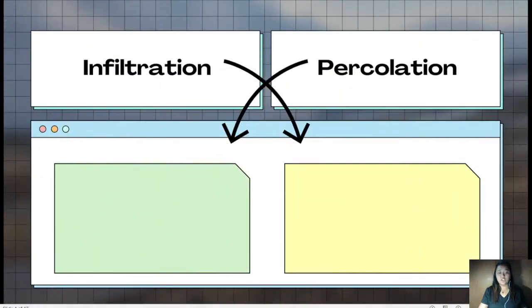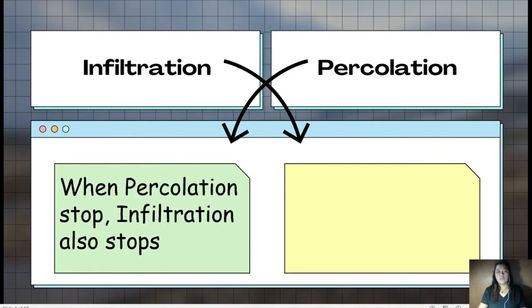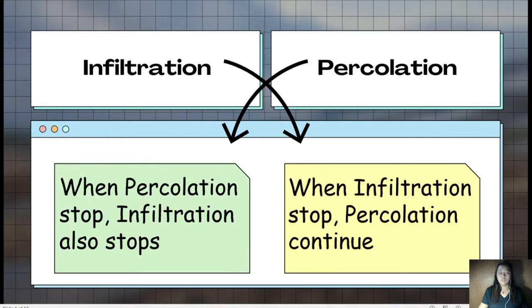So, infiltration and percolation are often used interchangeably. However, percolation specifically refers to the movement of water within the soil, while infiltration refers to the water entering the soil surface. When percolation stops, infiltration also stops. But when infiltration stops, percolation continues.